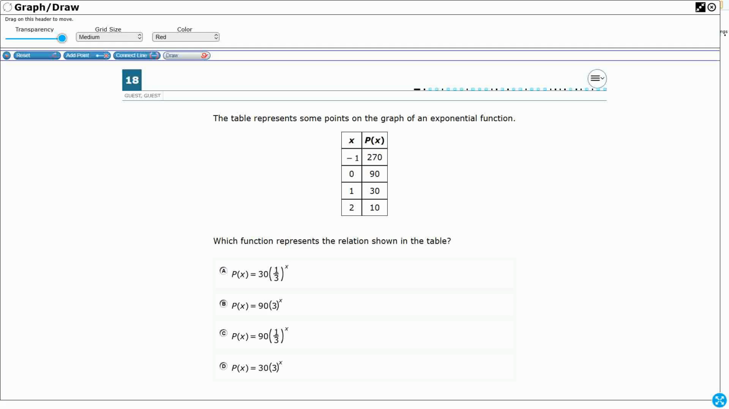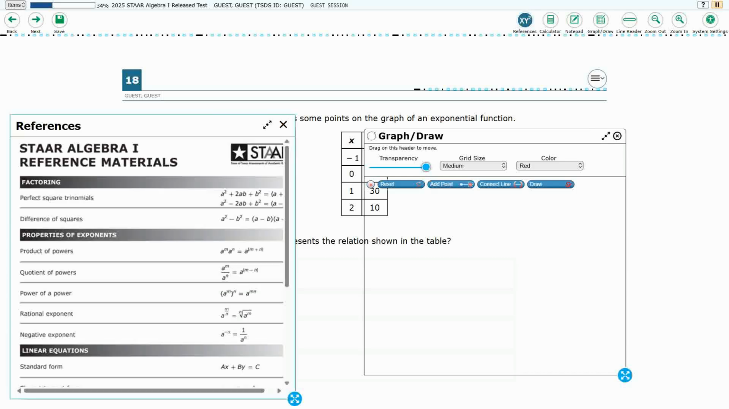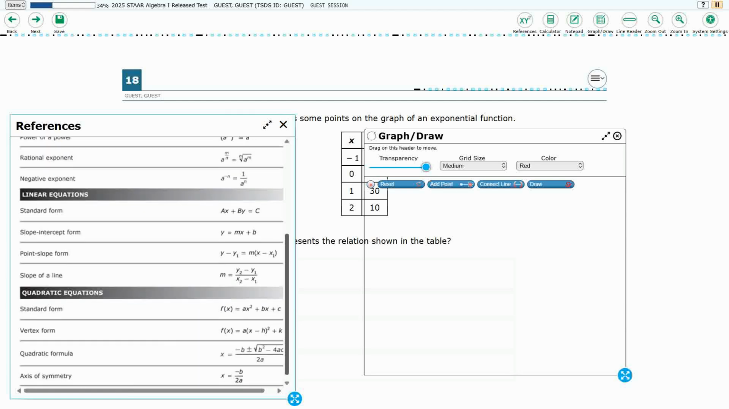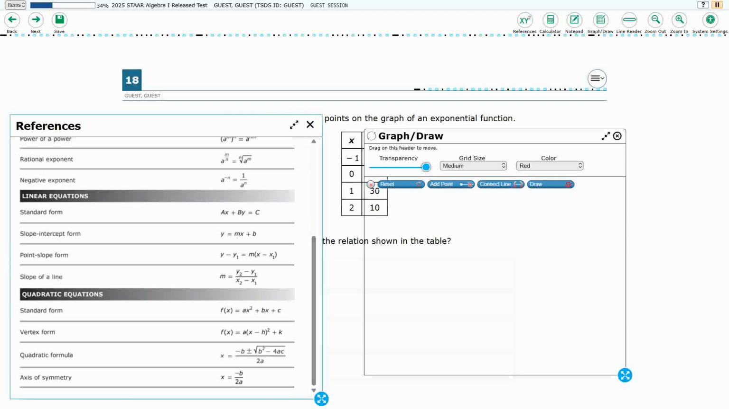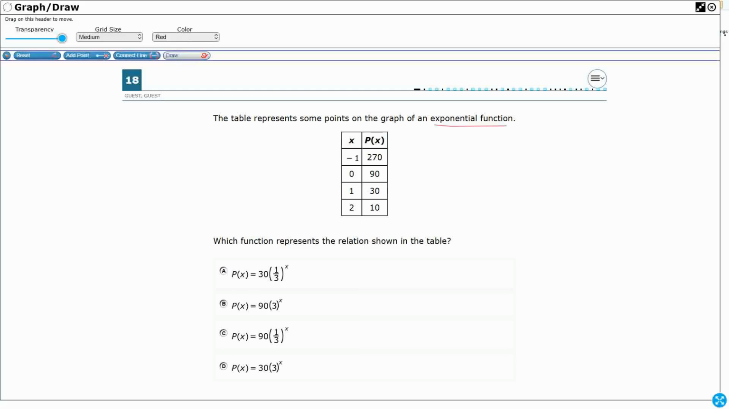So we have this table here, and it represents an exponential function. We need to find the best way to rewrite this as an equation, and the answer choices are all very similar. First, let's look at our reference materials. We have linear equations and quadratic equations, but for some reason they never give us anything about exponential equations or exponential functions. So that is knowledge we need to bring into the STAAR test on our own.